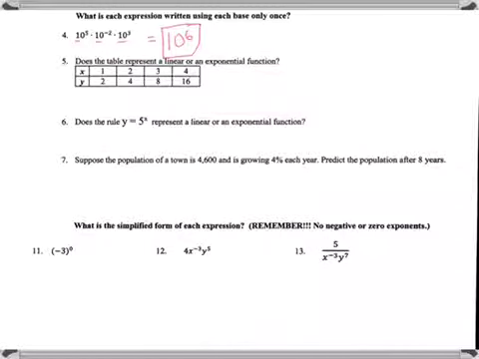Question 5 says, does the table represent a linear or exponential function? So to determine this, we look at the change in our y values. Well, for the first, from 2 to 4, I can be adding 2 or multiplying by 2. But then from 4 to 8, it only makes sense that I'm multiplying by 2. So that's the pattern that sticks. So as I'm increasing my y values, I'm multiplying by 2 throughout. Since I'm multiplying by a constant of 2, this is exponential.